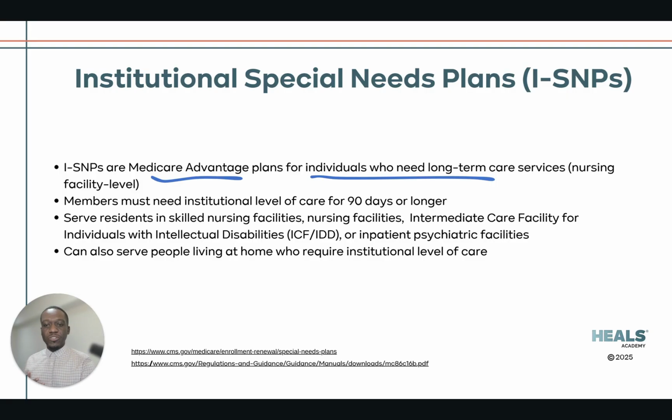Members must need institutional level of care for 90 days or longer, and I-SNPs serve residents in skilled nursing facilities, intermediate care facilities for individuals with intellectual disabilities, or inpatient psychiatry facilities. It can also serve people who are living at home but require institutional level of care. So this is a special Medicare Advantage plan set up for this population specifically to enroll in, with a level of care that is coordinated for their specific needs.